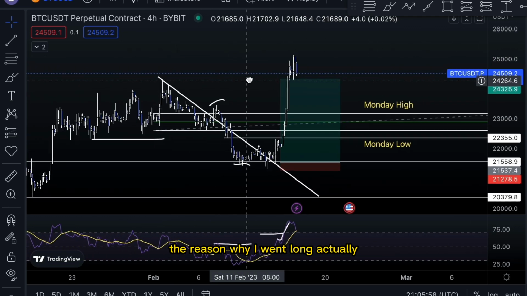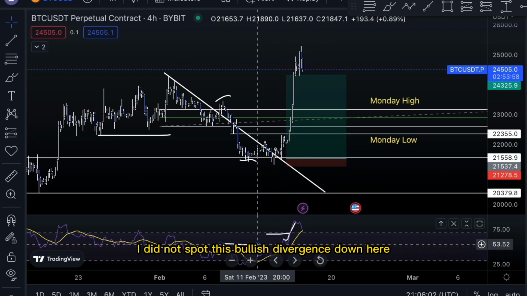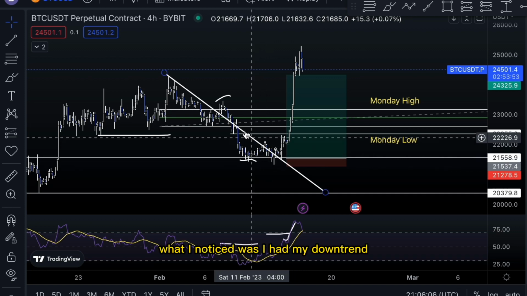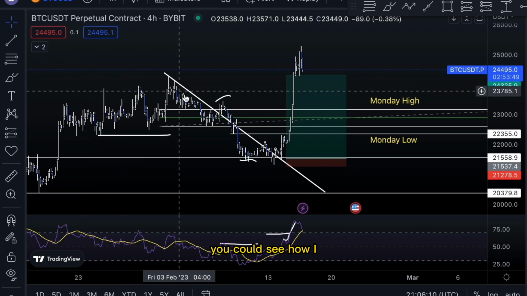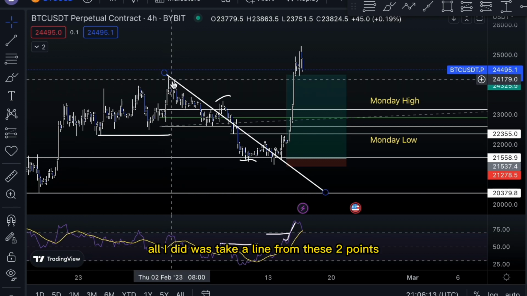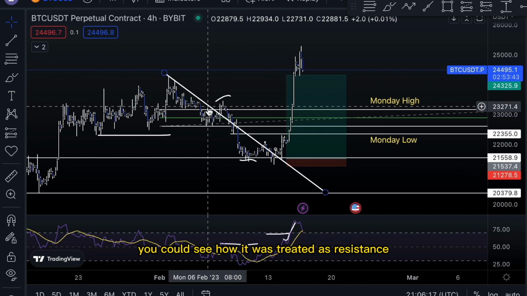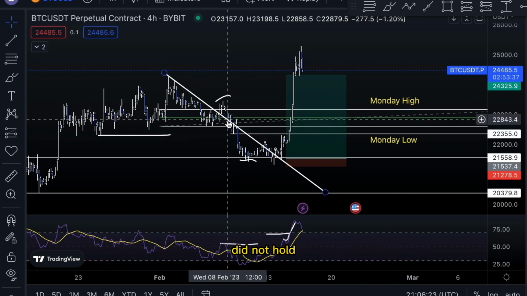The reason why I went long, to be honest with all of you, is I did not spot this bullish divergence down here. What I noticed was my downtrend had been intact. You could see how all I did was take a line from these 2 points and extend it. You could see how it was treated as resistance many times. We finally broke out Wednesday, February 8th, went back in again, did not hold.